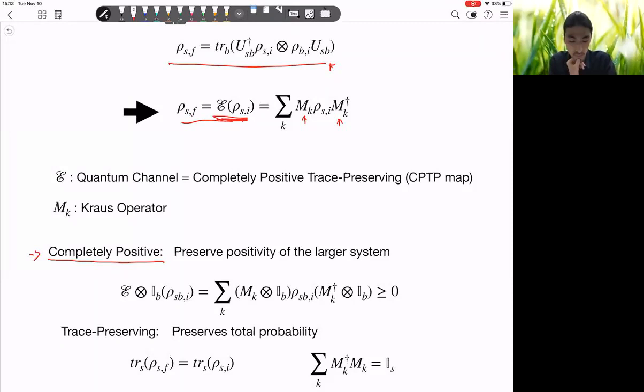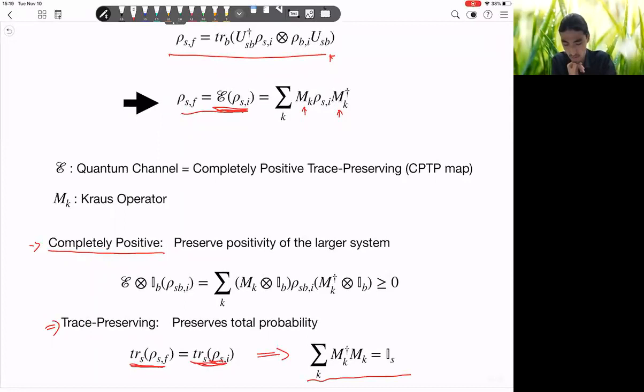And trace preserving means that this map preserves the total probability of the density matrices. So the total probability of the initial density matrix should be equal to the total probability of the final density matrix. And using the Kraus operators, this statement is equivalent to this expression: the sum over k of M_k dagger times M_k equals the identity of the system. Okay, are there any questions so far?